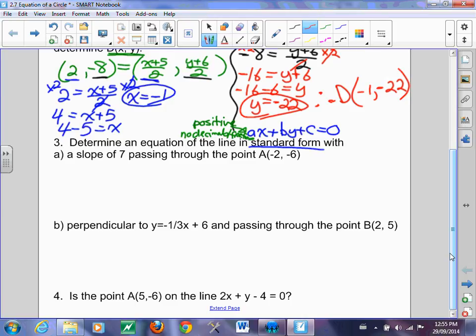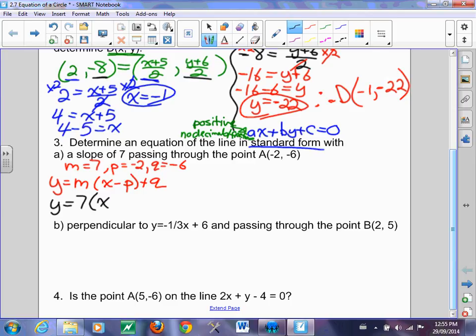All right, 3a, we got a slope of 7, so m equals 7, and it passes through this point, so we're going to let p equal -2 and q equal -6, and we're subbing it into the slope point form equation. Just fixing that up so you can see it. All right, so let's sub it in. So remember, it's y equals m bracket x minus p plus q. So subbing in your variables, y equals slope is 7, x subtract a negative becomes positive, and -6.